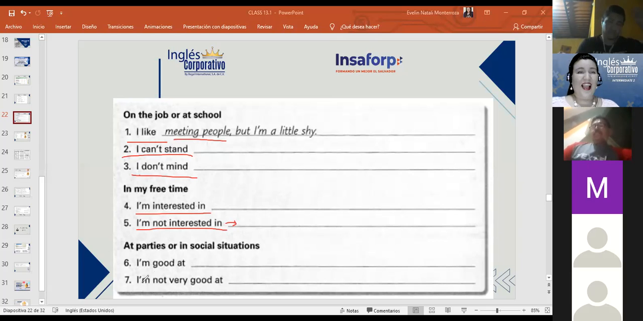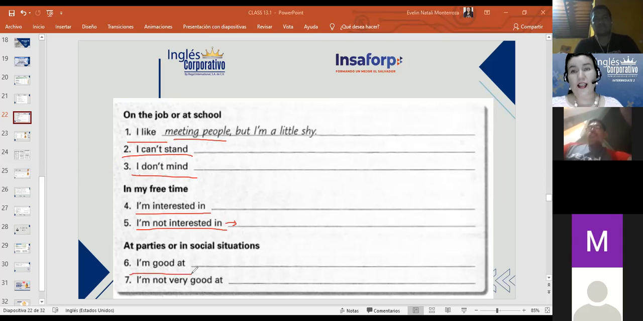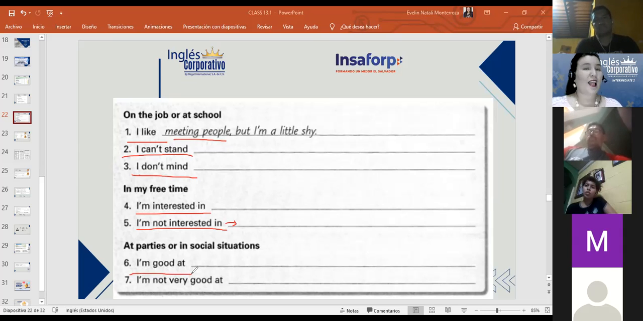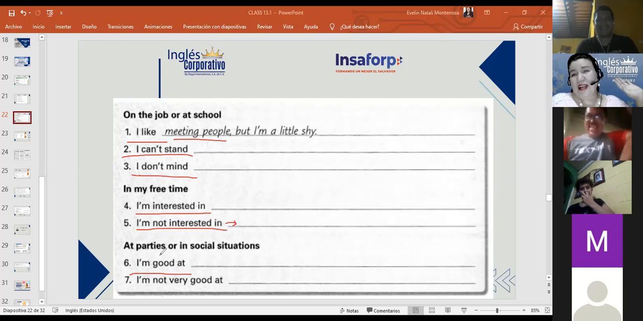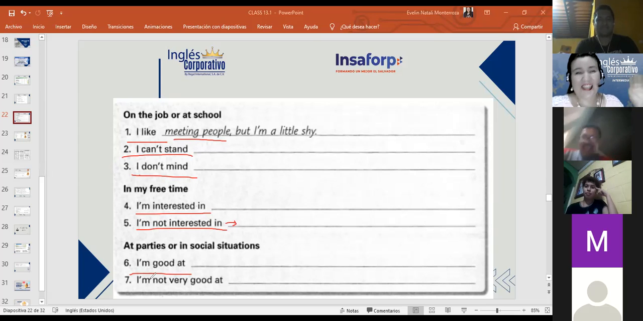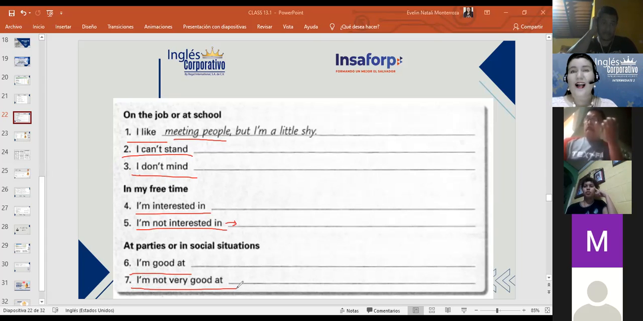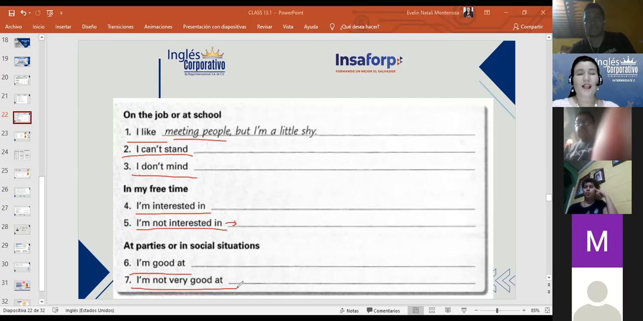At parties or in social situations, I am good at talking, dancing, and cooking. Eating. And eating. At parties, you are good at? Drinking a beer. Well, it's free. I am not very good at talking a lot with people. If there is music, if there is a dancing hall, I don't want to be sitting at the table just talking. I want to go to the dance floor and move the body, right?